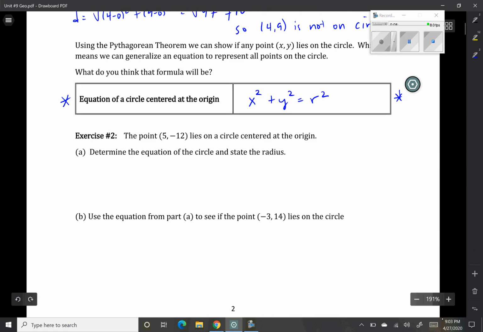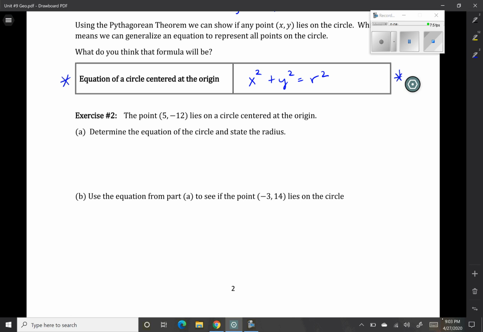So here's a couple of regions-type questions. It says the point (5, -12) lies on a circle centered at the origin. As soon as I see these words, I'm thinking of this equation. It says determine the equation of the circle and state its radius. So if I square the x value and square the y value that I was given, that should equal the radius squared. So if I do a couple of quick calculations, I should be able to determine the radius.